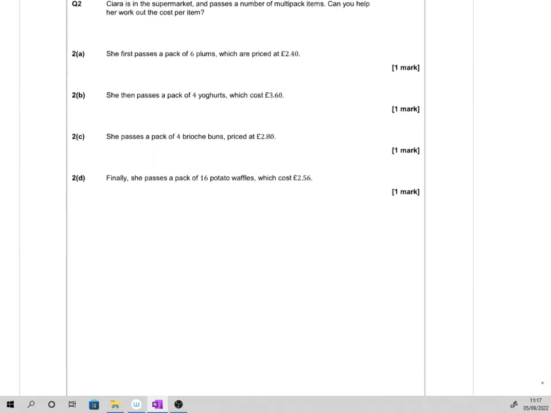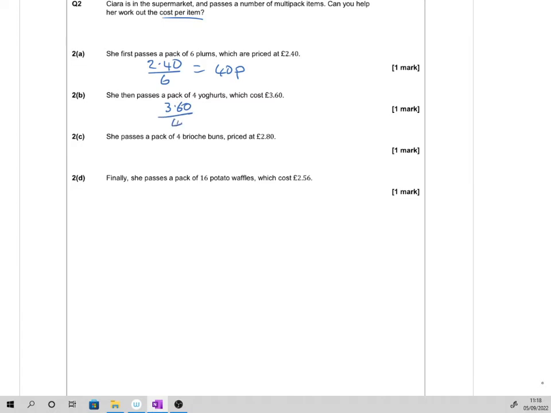Clara is in the supermarket and passes a number of multi-pack items. Can you help her work out the cost of an item? 6 plums, which are priced at £2.40. So it's the same thing, isn't it? £2.40 divided by 6. Cost per item. Okay, so £2.40 divided by 6 is 0.4, which is 40 pence.